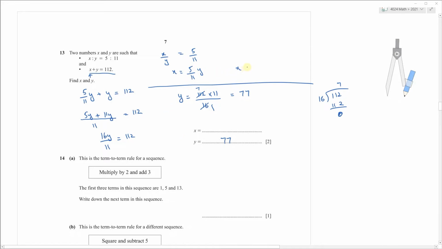And x is 5 over 11 y. 5 over 11 multiplied by 77. 11 ones are 11. 11 sevens are 77. 7 times 5 is 35. So your value of x is 35.